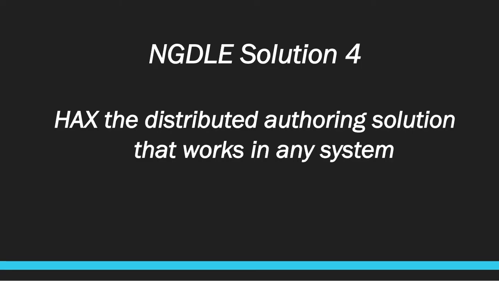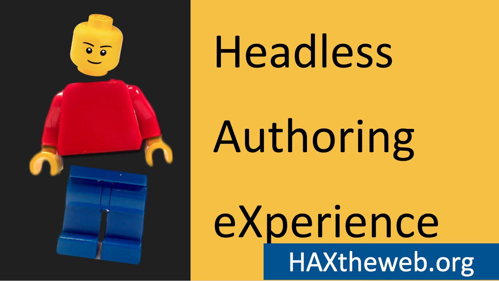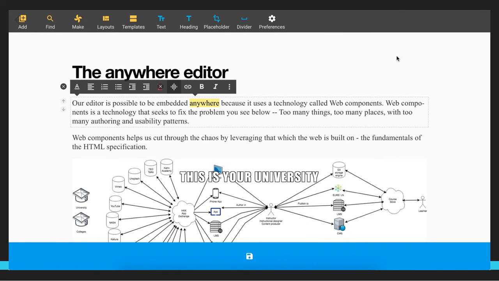So this leads to solution four, which you kind of just have to see to believe, because most people tell me it doesn't exist, and that's fine. So, which is HAX. HAX is short for Headless Authoring Experience. You can check it out at haxtheweb.org. But effectively, it is a next-generation authoring solution that boils up to be a single tag that can be placed in the browser. And so you end up getting something like this. It's authoring experience injected into whatever it is that you're working on.